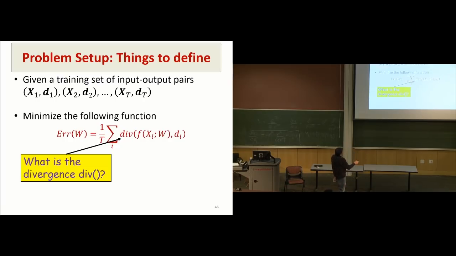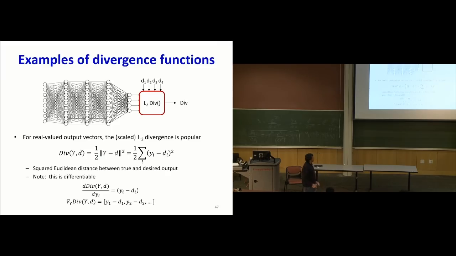Now, we've defined the function, we've defined the inputs and outputs. The last thing that we want to worry about is this divergence function. First thing, you want the divergence to be differentiable. If the divergence is not differentiable, then this error is not differentiable. If the error is not differentiable, you will not be able to find the optimal value of W. So here are different kinds of divergence functions that you can define.